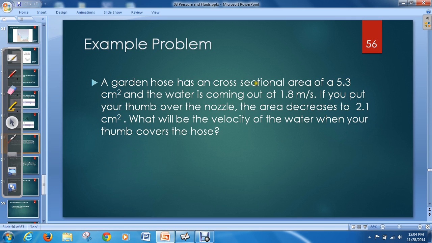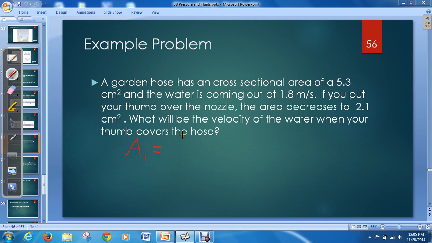So you have a garden hose that has a cross-sectional area of 5.3 centimeters squared, and the water is coming out at 1.8 meters per second. If you put your thumb over the nozzle, the area decreases to 2.1 centimeters squared. What will be the velocity of the water when your thumb covers the hose? Okay, so again, common scenario, we know the water is going to shoot out faster, but we want to actually calculate that speed.